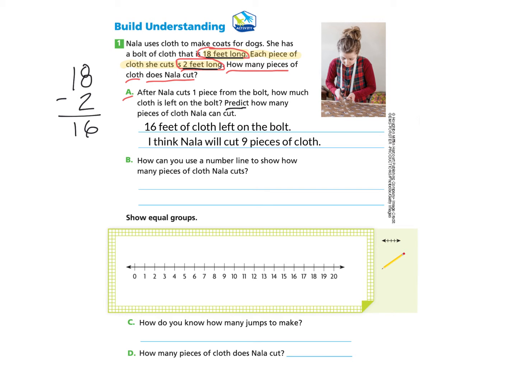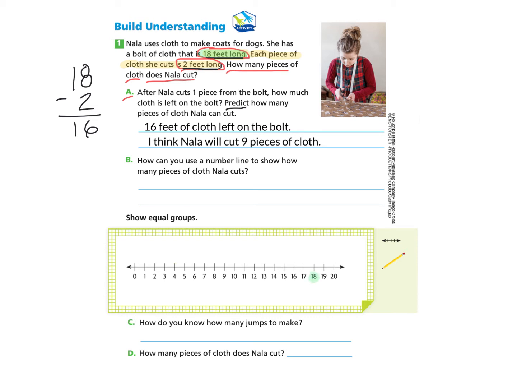All right, let's move on to part B. How can you use a number line to show how many pieces of cloth Nala cuts? You'll notice that they do provide a number line below in the green rectangle. And I want you to think about when you use a number line, normally we start at 0, and let's say we're going to jump by 2. So we would do something that looks like this, where we're jumping equal groups of 2 to the next number, and we're going forward. And that's because usually we're looking to find a number. But in this case, they have already provided the number, which was 18 feet. So we already know where we're starting.